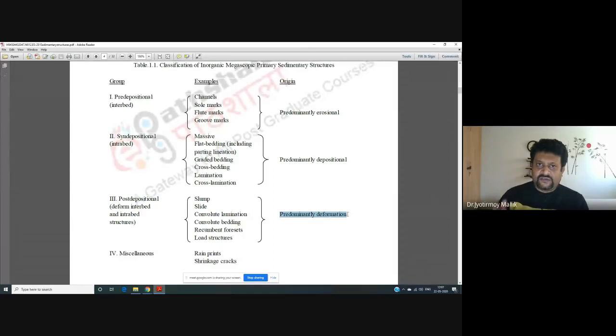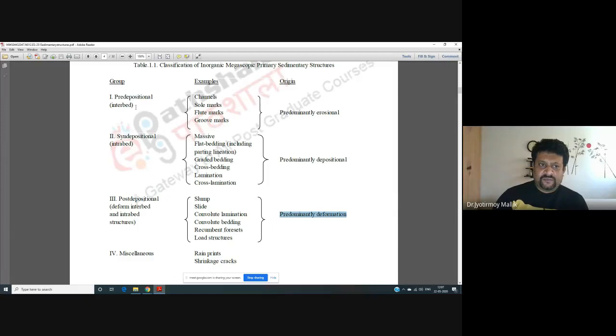Remember, we are not talking about a deformation after lithification or after the rock forming process. We are talking about a deformation that is continuously happening while the sedimentation is happening or immediately after the sedimentation. Okay? So they are called penecontemporaneous deformation structures or primary deformation structures. And there are very characteristic features by which you can recognize them in the field, which we will discuss.